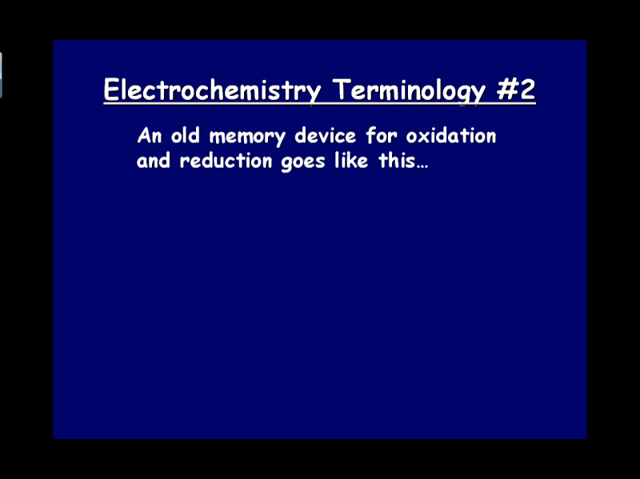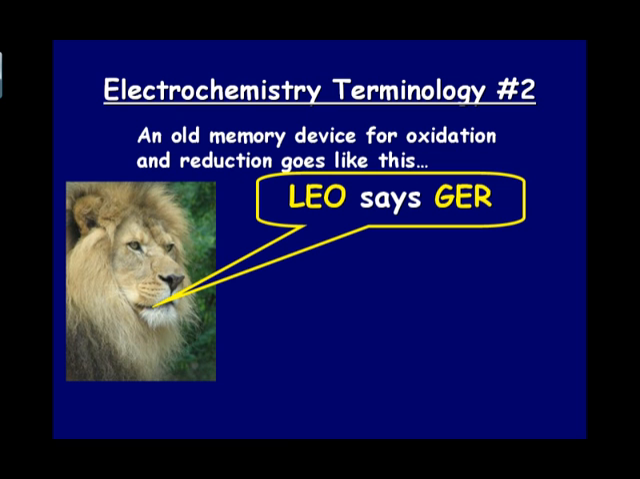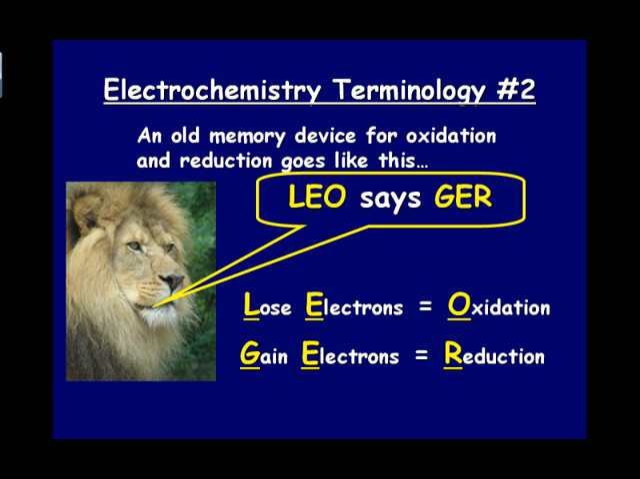Now, this is just an old memory device that I used years ago for keeping oxidation and reduction straight. Leo the lion says grr: loss of electrons is an oxidation, gain of electrons is a reduction. And it's important to keep these two terms straight, because then that determines the flow of electrons within an electrochemical cell, which we are going to take a look at.